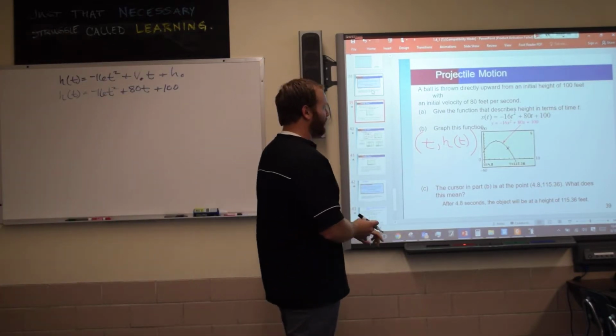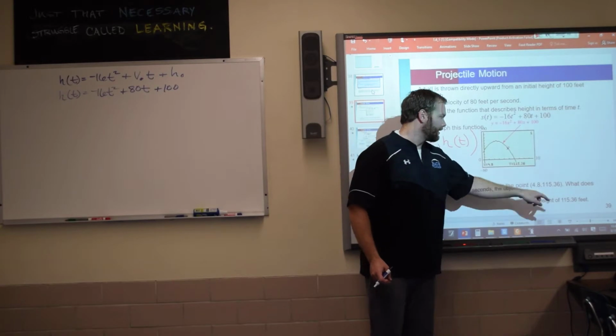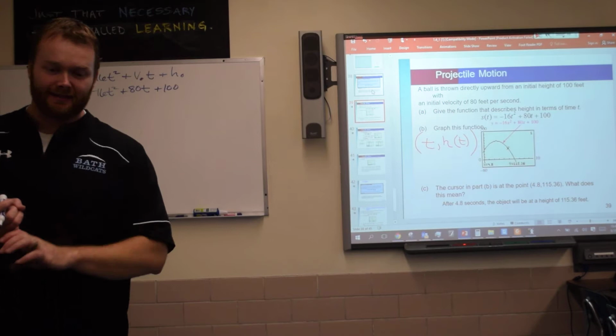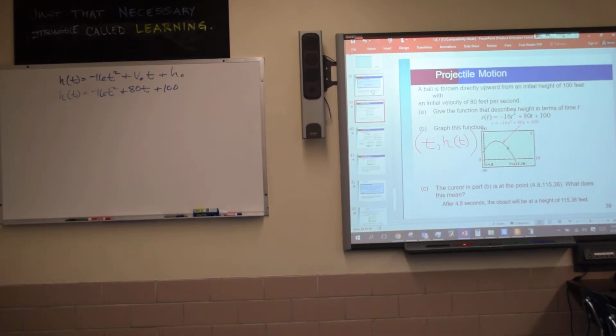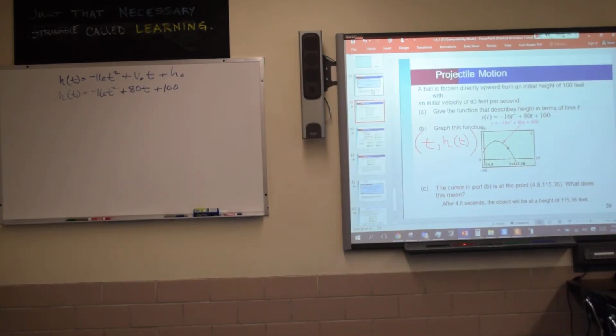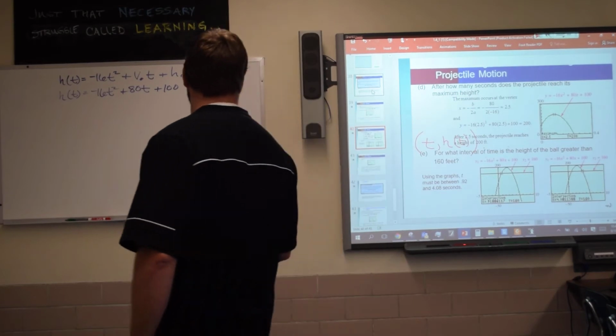Okay, so if this point right here is 4.8, comma 115.36, right here where that cursor is, then what that means is at a time of 4.8 seconds, the ball is currently at a height of 115.36. Is that going to make sense? Okay. We're going to go through and find some other things about this curve that we're interested in. Okay. One of them is when does this curve reach its maximum height?